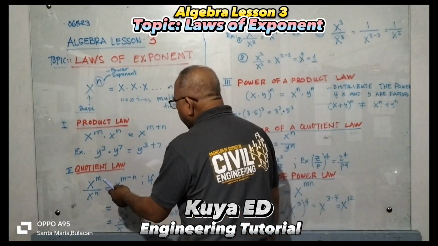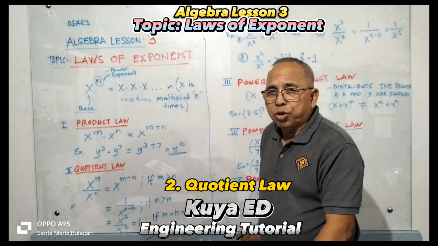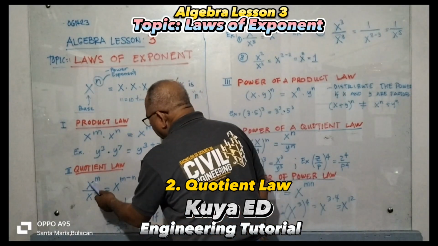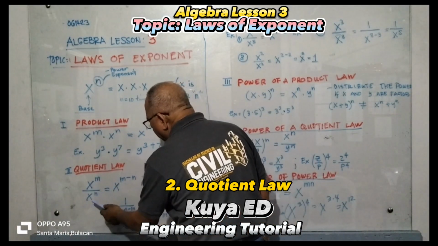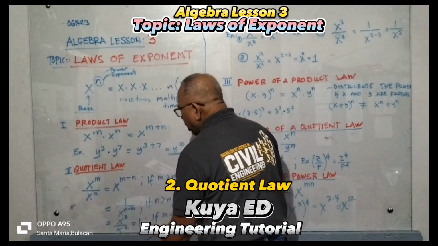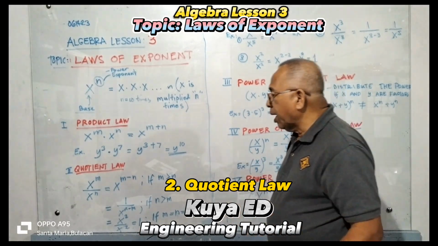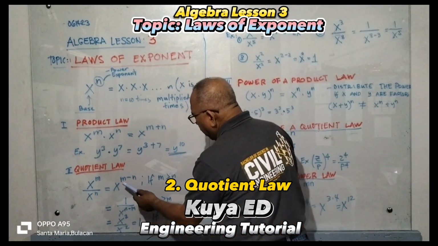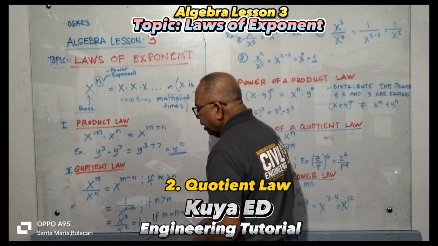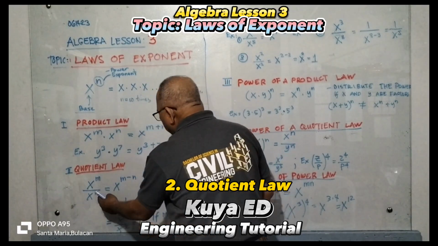In number 2, we have the quotient law, quotient. So, pag sinabing quotient, division yon. You have to divide. Kaya ang example natin, x to the m over x to the n. Now, take note, pareho ang base natin. So, kung pareho ang base, ang atin lang i-process ay yung mga exponent. So, m minus n. Kasi pag inakyat natin ang denominator, ang power ng denominator magiging negative.